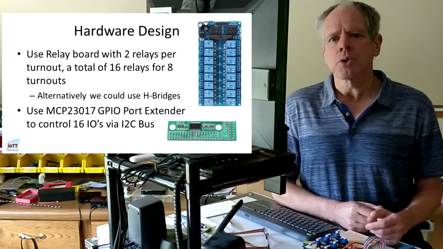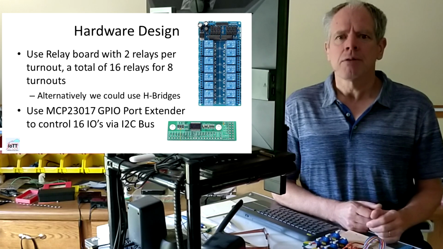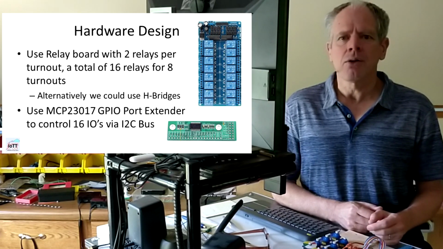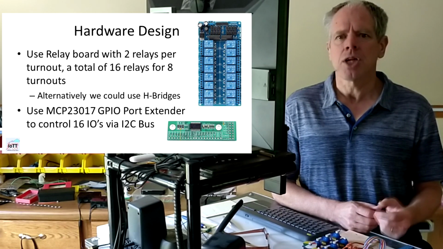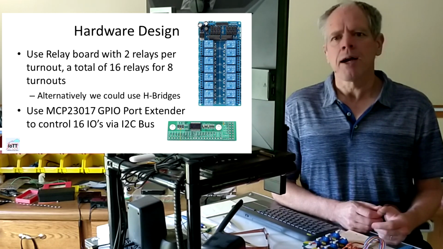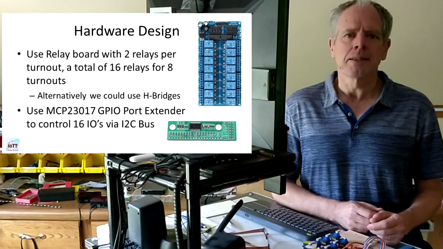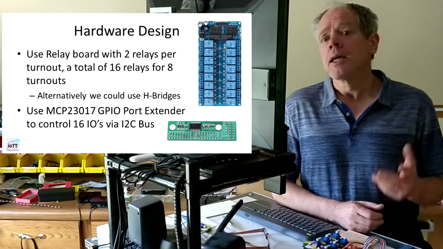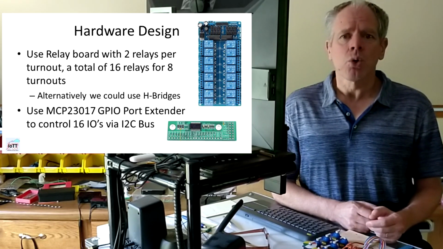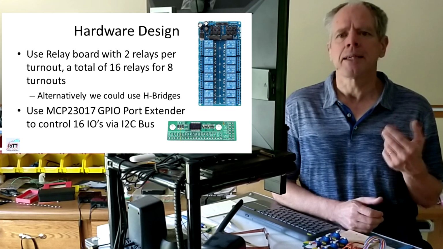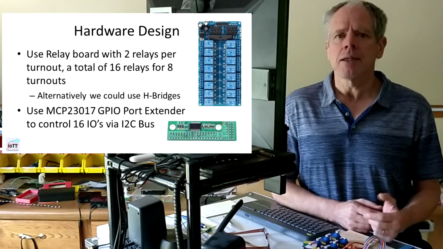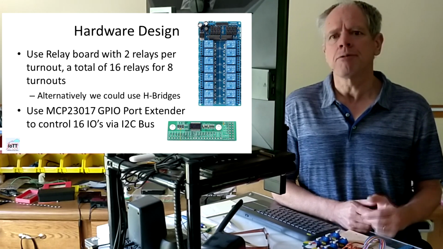For this I am using a 16 relay board from SainSmart, and since the Nano only has 12 digital I/Os, we are going to use a 16-channel port expander. You find links to all those components in the description of this video. The port expander can be controlled using the I2C bus, and we could connect a maximum of 8 expanders, so 64 turnouts would be feasible.